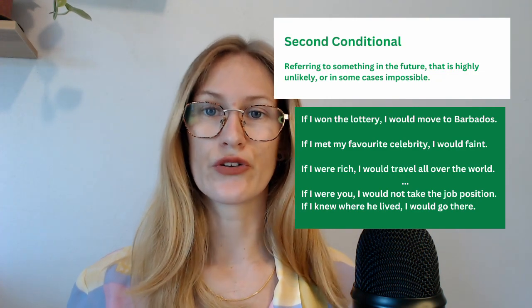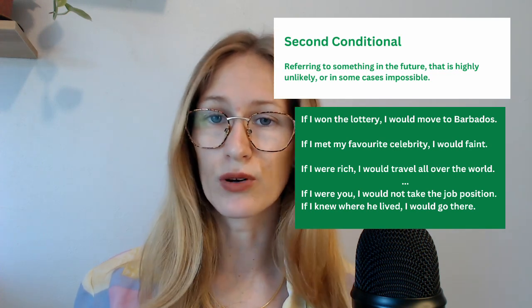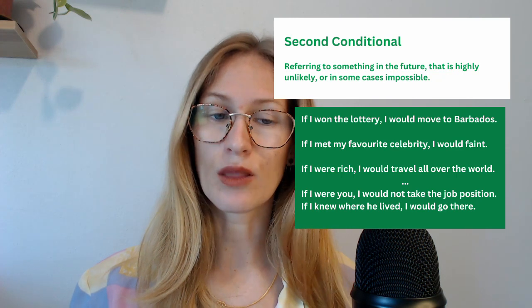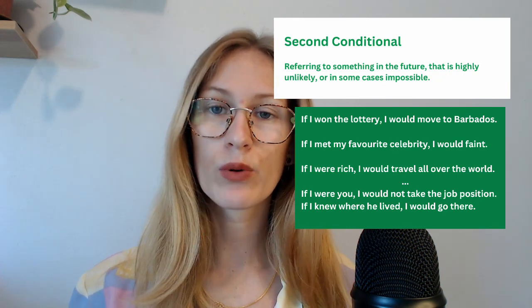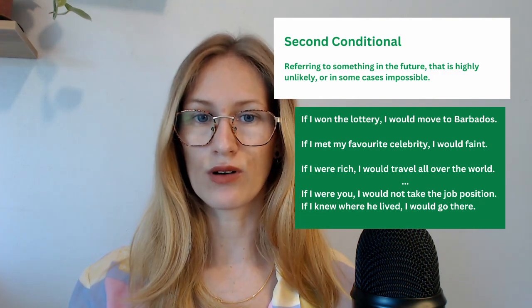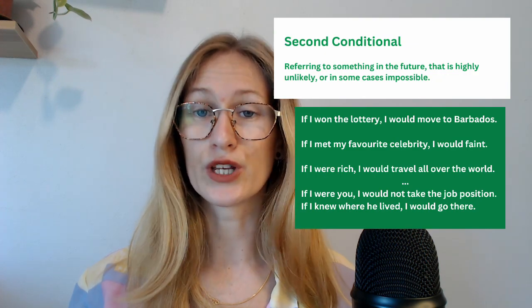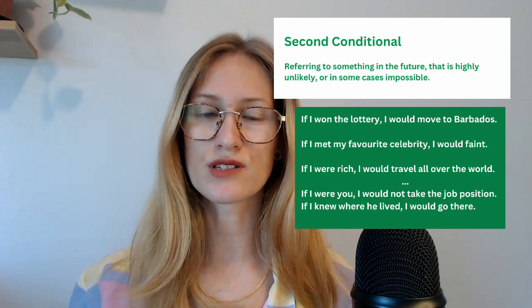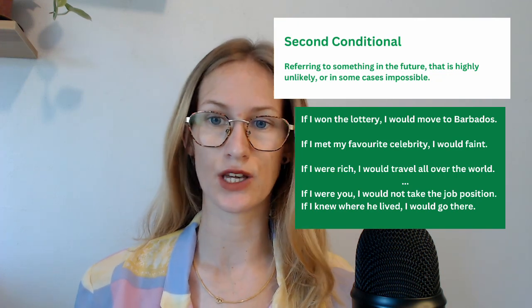We also use the second conditional to talk about something that is impossible, but it is in the present. So, for example, if I were you, I would go to the dance. Again, future outcome, but we're talking about the present. If I were you, however, this is impossible. I cannot be you. I cannot trade places with you.